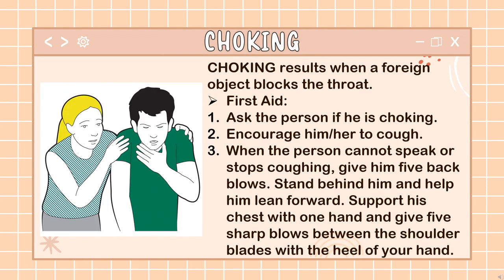Next is choking. Choking results when a foreign object blocks the throat. The first aid for this is, first, ask the person if he is choking. Encourage him or her to cough. When the person cannot speak or stops coughing, give him 5 back blows. Stand behind him and help him lean forward. Support his chest with one hand and give 5 sharp blows between the shoulder blades with the heel of your hand.